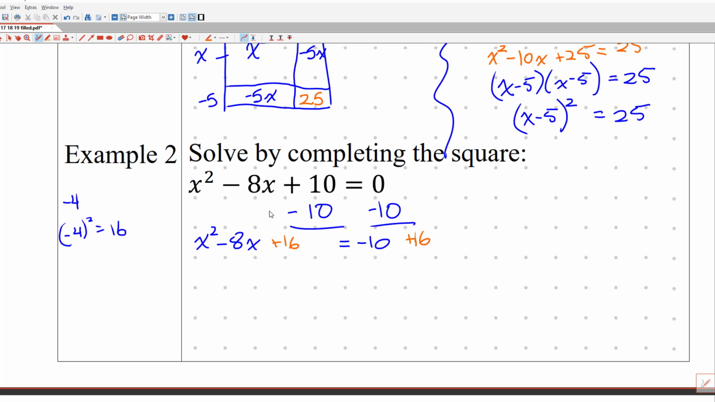Okay, well, now I know what the right-hand side, I guess, is pretty straightforward. This is going to be negative 10 plus 16. That's just going to be 6. What about this left-hand side?